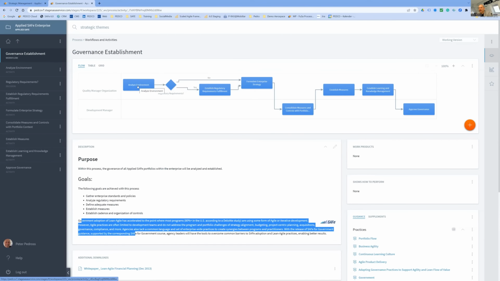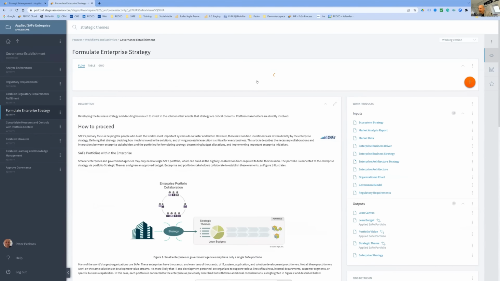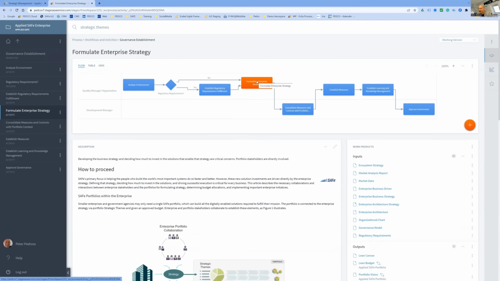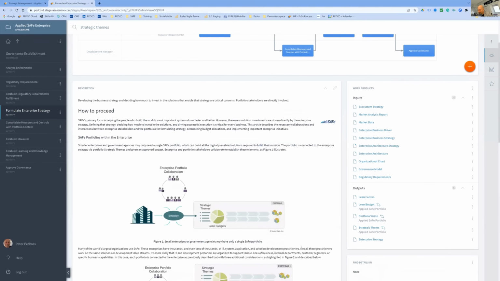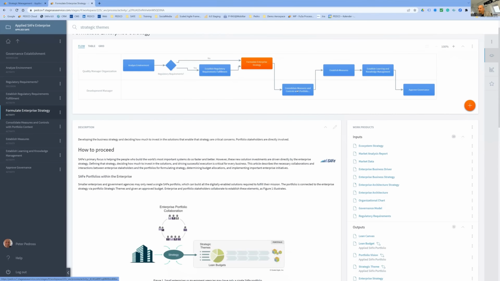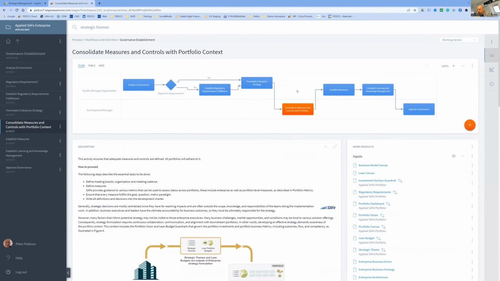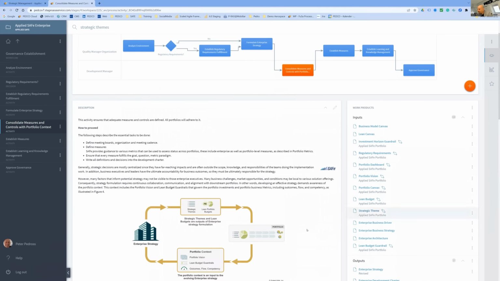We're going to analyze the environments depending on the regulatory requirements. We will do different things, but of course, also mentioned in the Scaled Agile Framework, we will formulate an enterprise strategy. And again, here we are talking about that we want to formulate that strategy. We talk about what that really is and who is going to do that and what the impacts are. And we also talk about consolidating those measures and controls with a portfolio. And again, this is hooked with the articles and the work products we will also see in the Scaled Agile Framework.